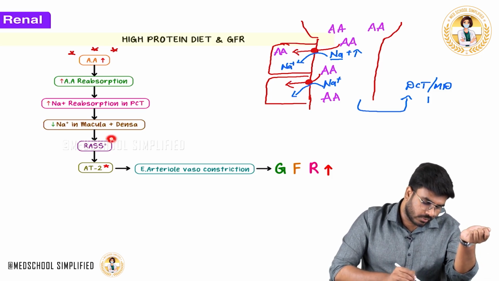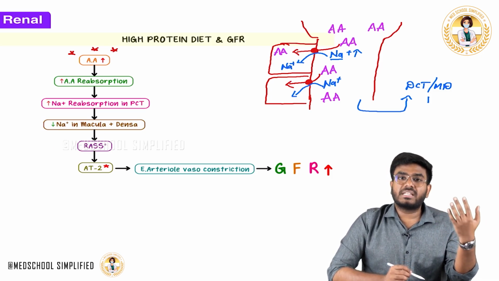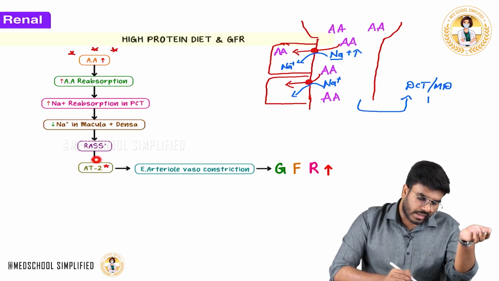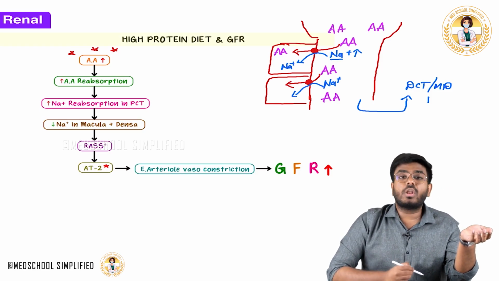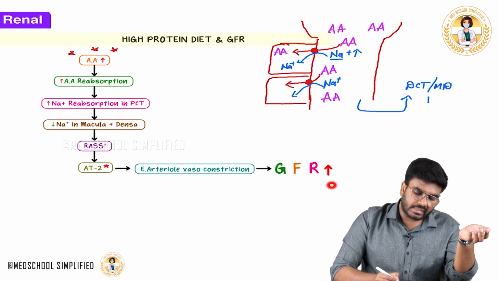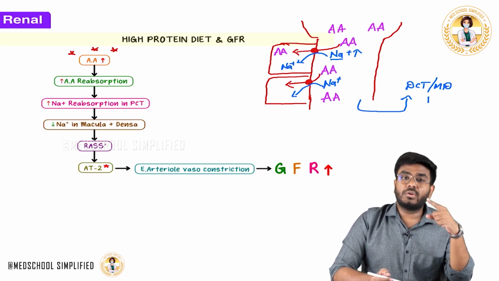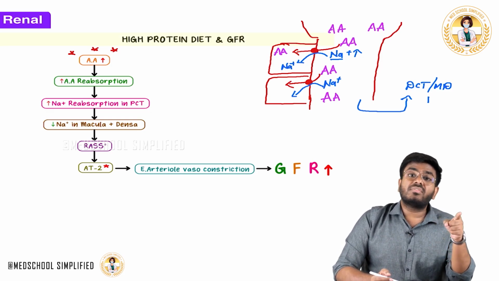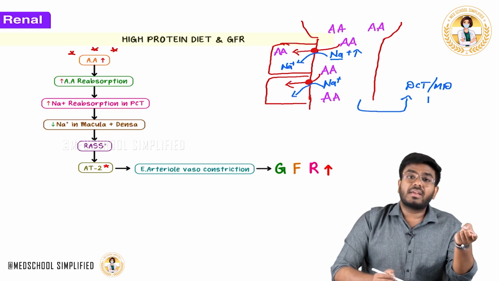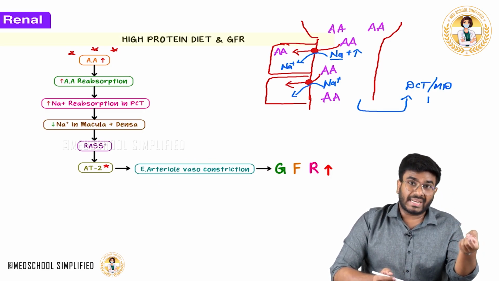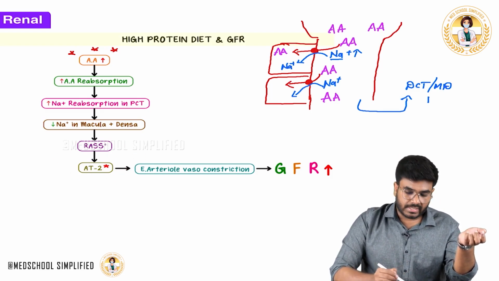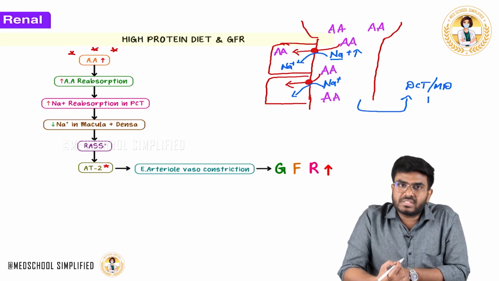Now the JG cells are going to produce renin. So the RAS pathway is activated and angiotensin 2 is produced. Now what will this angiotensin 2 do? Angiotensin 2 will cause efferent arteriolar vasoconstriction. Whenever there is efferent arteriolar vasoconstriction, that increases the GFR. So on the day when you take a high protein diet, your GFR increases and your urine output increases. Your BP will be more, because the RAS pathway is activated, angiotensin 2 is there, so there is an increase in the GFR.